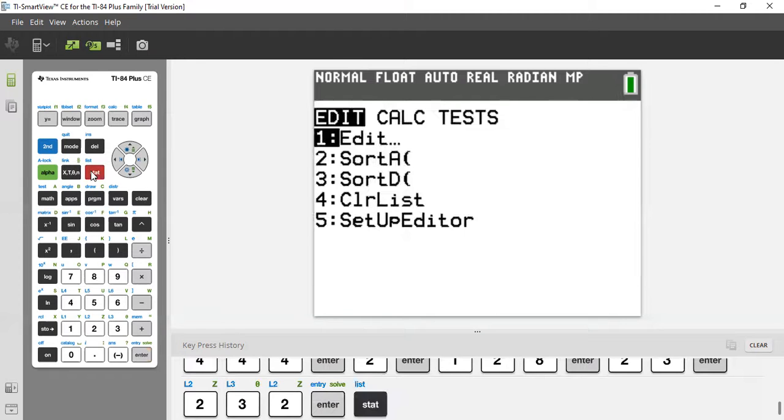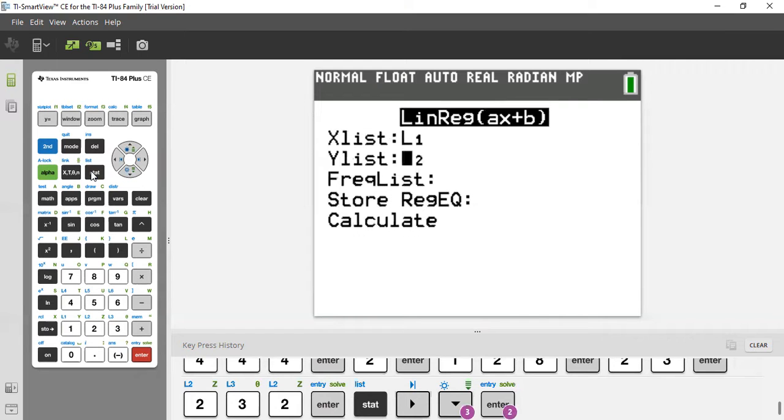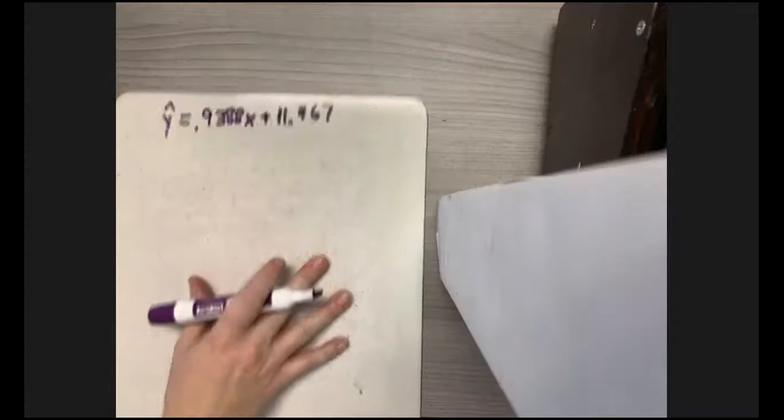So again, I'm going to do Stat, go over to Calc, pick option 4 and enter enough times until I get an equation. And I'm going to write my equation up. So y hat is going to be 0.9388x, again following that y equals ax plus b form that they give me, plus 11.467, because that's going to round a couple of times there. So that is our equation, and now I've written that down for us.